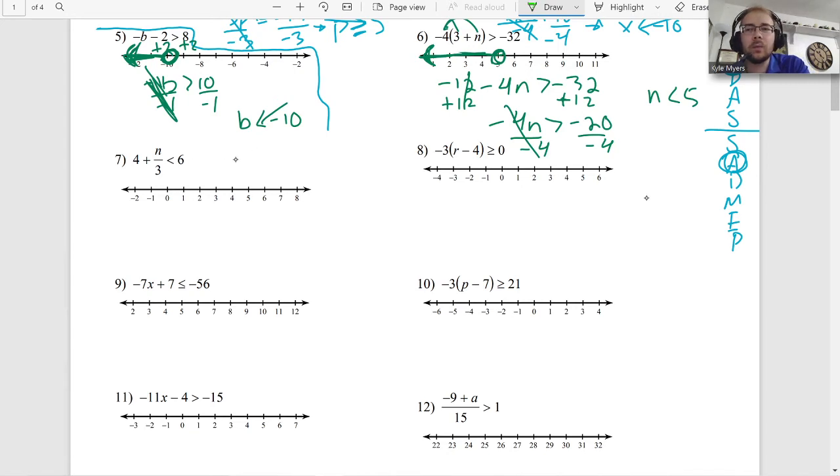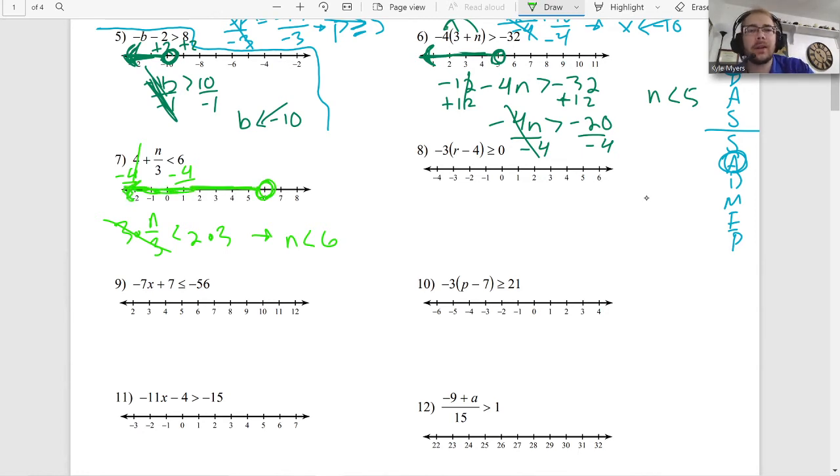So I would want to subtract 4 on both sides first. Okay, so subtract 4 on both sides. n over 3 less than 2. And then since I'm dividing by 3, I want to multiply by 3. I want to do the opposite. So then I get n is less than 6. Notice the sign didn't change because I multiplied both sides by a positive 3. It's only when you divide or multiply by a negative. So I have 6, open circle at 6, and I want to go less than, which is to the left.